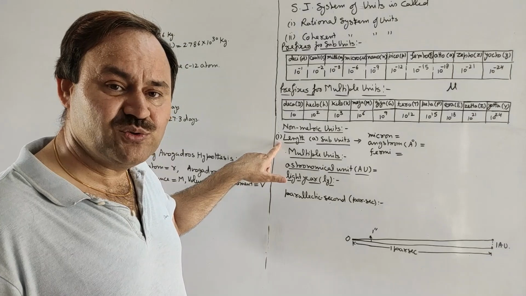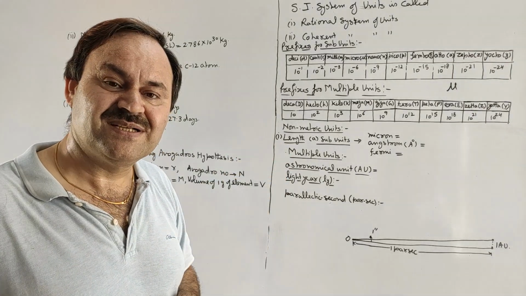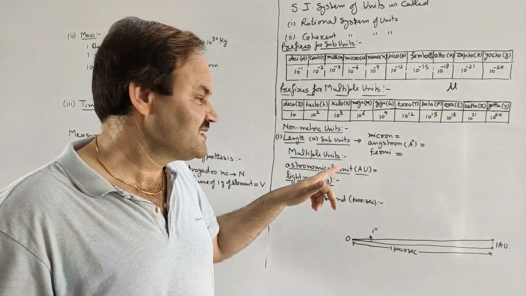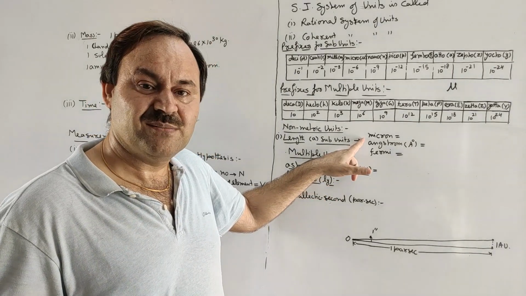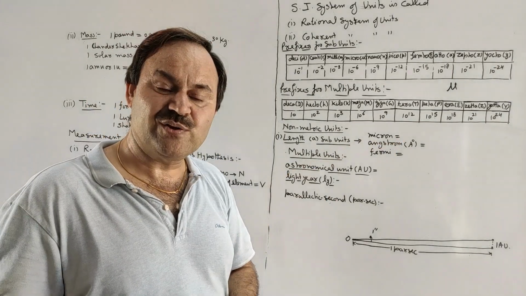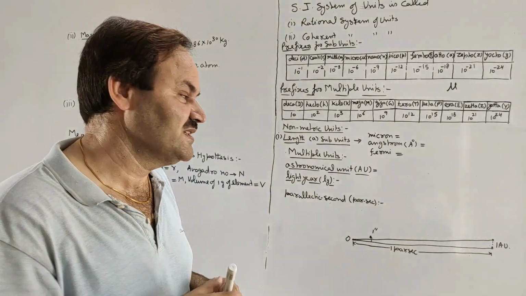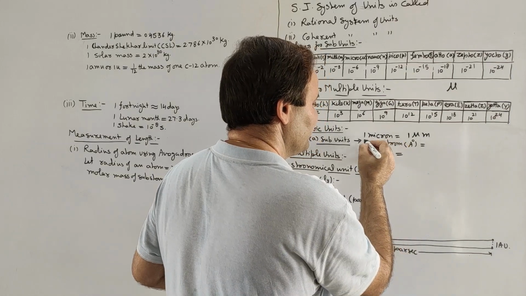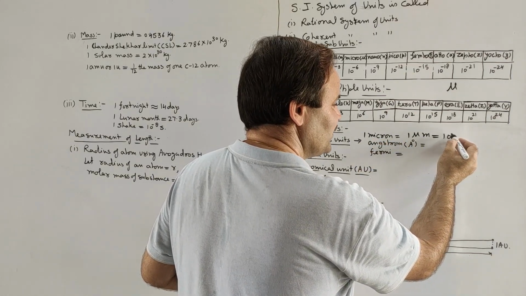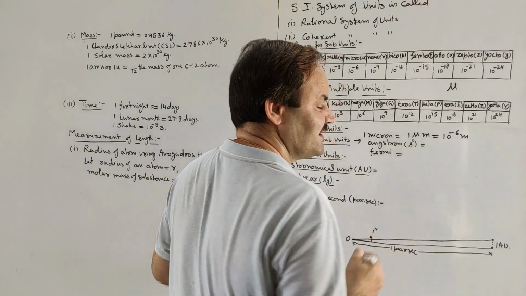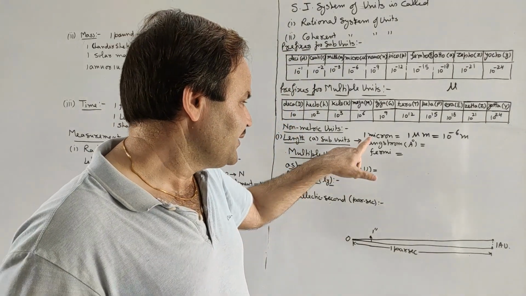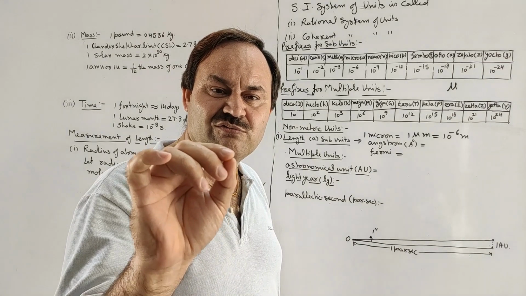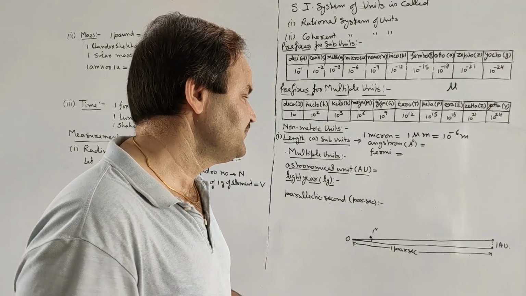Now we will come to the non-metric units. Now non-metric units of length. Among subunits, the first one is micron, and 1 micron means 1 micrometer. 1 micrometer is 1 micron, it means it is 10 to the power minus 6 meter, and micron is used to measure size of virus and bacteria.